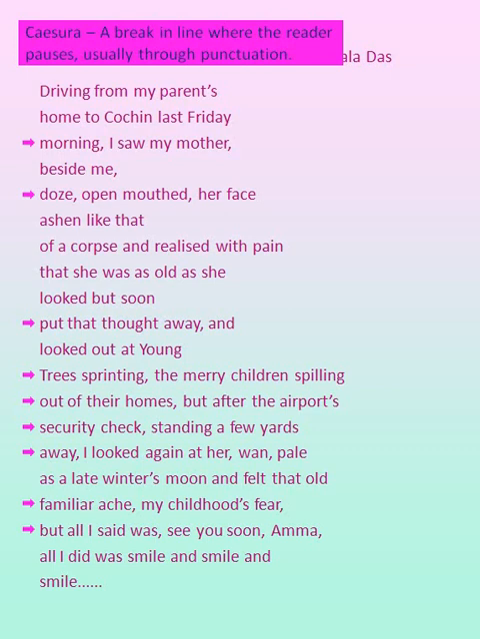Caesura: it is a break in a line where the reader pauses, usually through punctuation. So all the lines marked with arrows have caesura. In the first line, you can see "morning," comma, "I saw my mother." There is a punctuation after morning. Even in the line "doors, open mouth, her face," there are commas. So all the lines marked using the arrows have caesura.